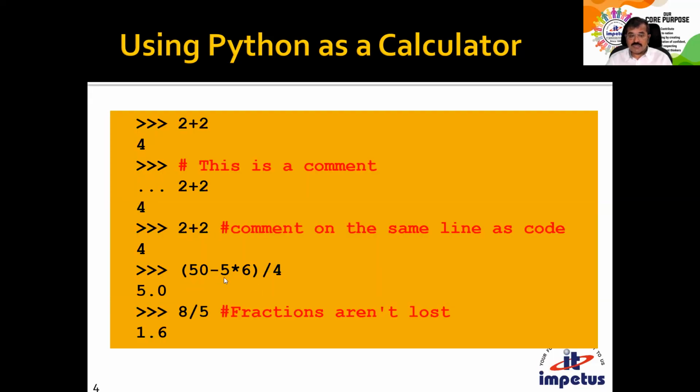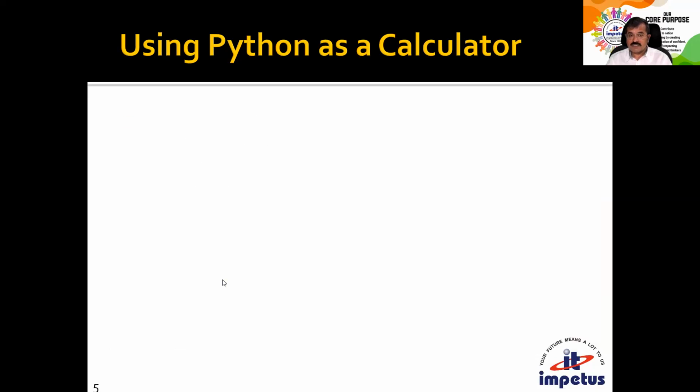So I can actually say, don't divide first. I'm saying 50 minus 5 into 6. Solve this expression first and then divide it by 4. So I can put these brackets. I can also get fractions. 8 divided by 5, if I solve it, I get the answer as a fraction.